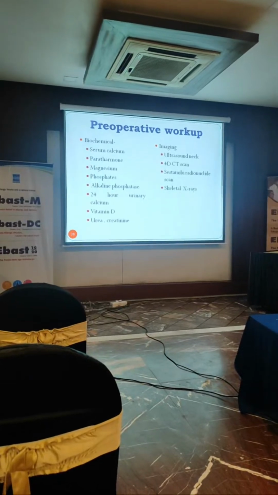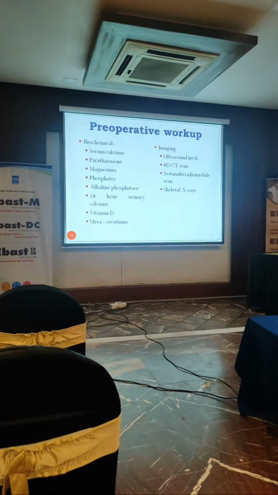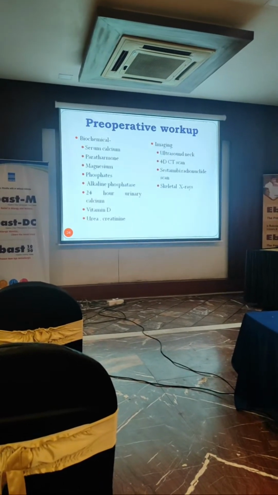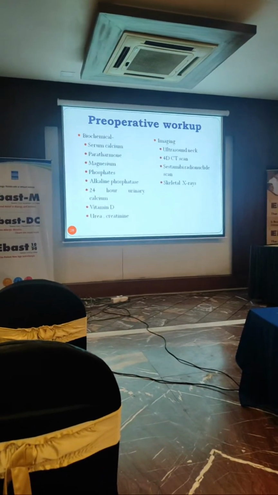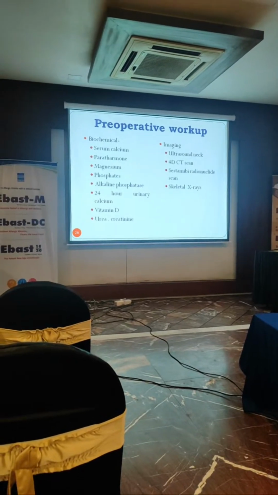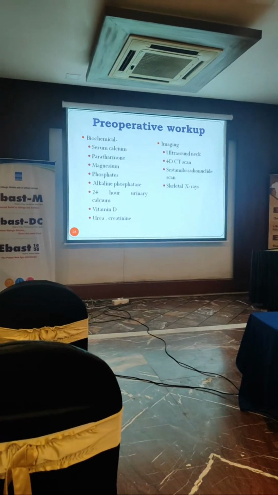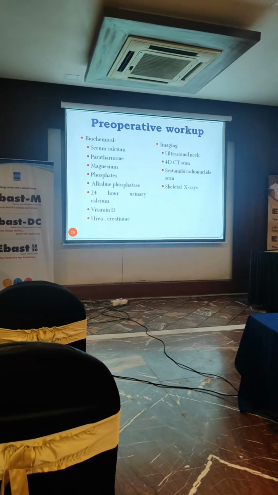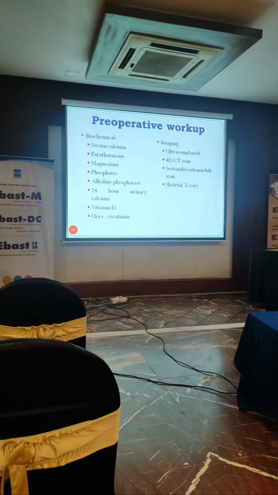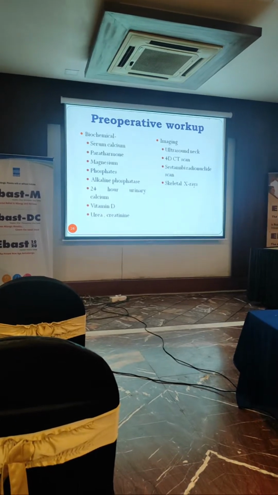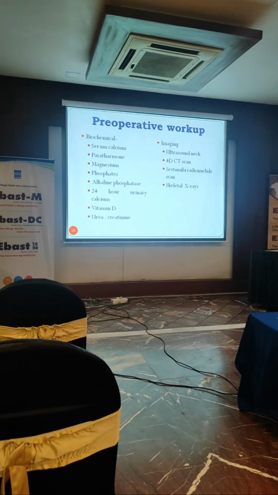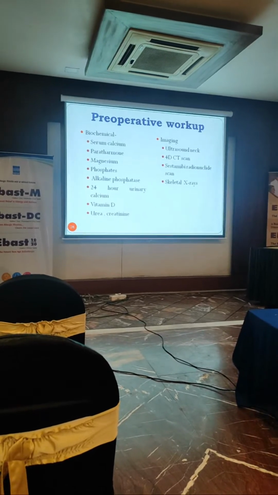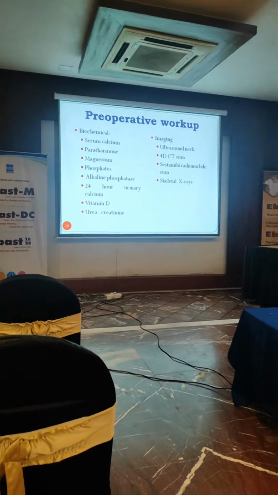Among biochemical investigations, the most important are calcium and parathormone. Along with that, you will need a 24-hour urinary calcium to differentiate it from familial hypocalciuric hypercalcemia, and alkaline phosphatase, vitamin D, urea, creatinine. And imaging: you should have an ultrasound; a 4D CT scan helps in localization. Sestamibi SPECT is very, very important in localization. And skeletal X-rays to understand the various skeletal sequelae.